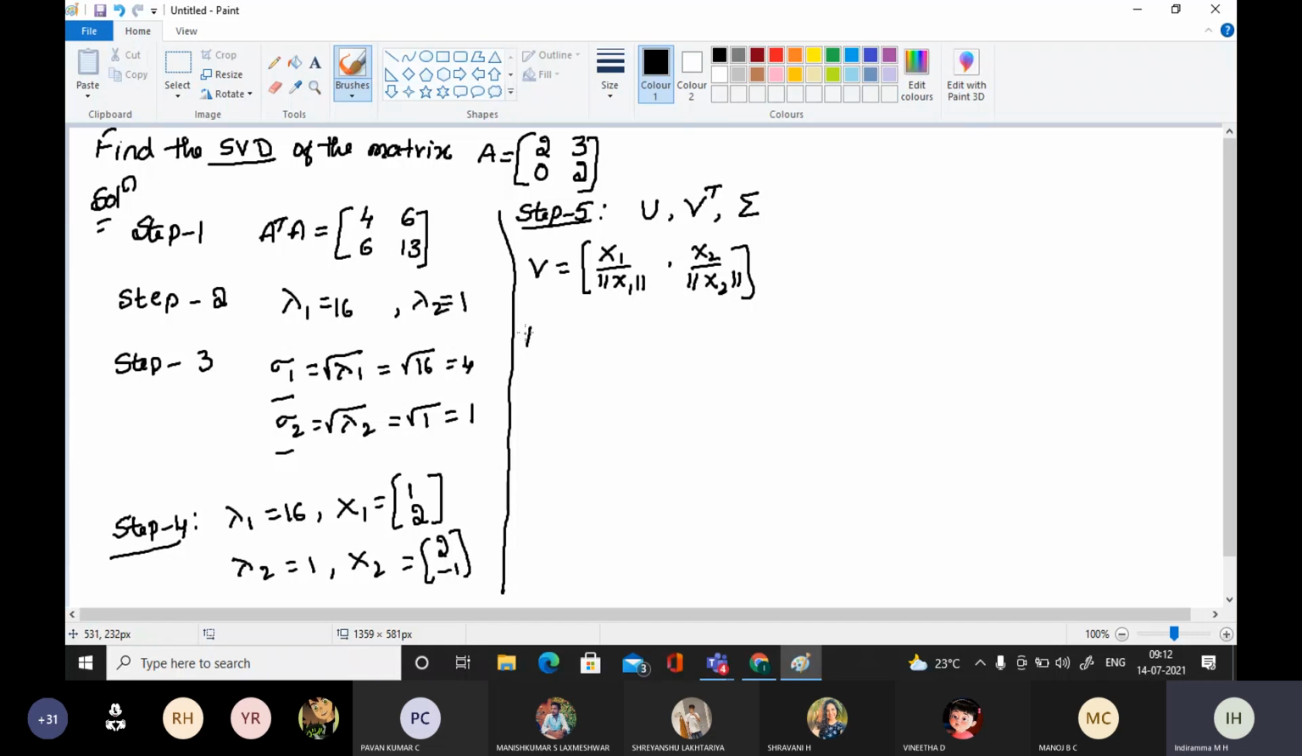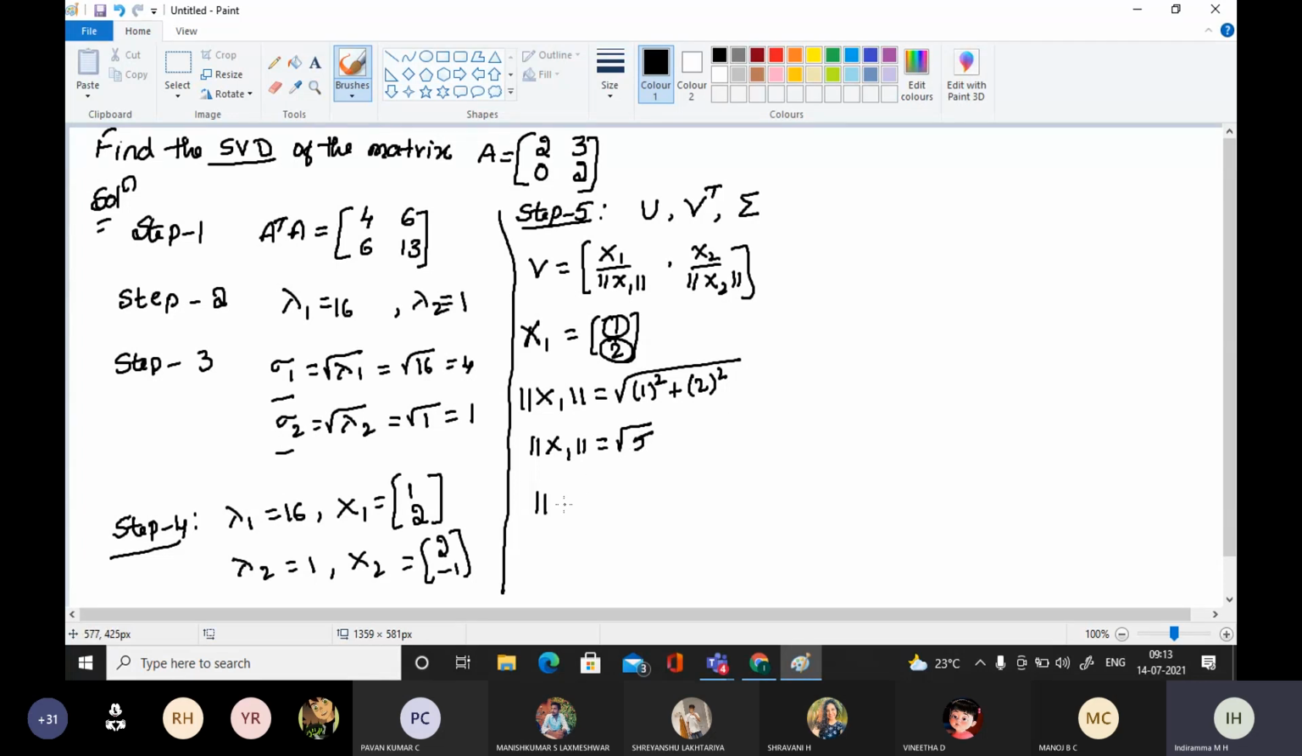As we know, x1 is 1, 2. So this is x1 what we got. The norm of x1 is found by the square root of the first element squared plus the square of the second element. So what did you get for the norm of x1? The square root of 5.